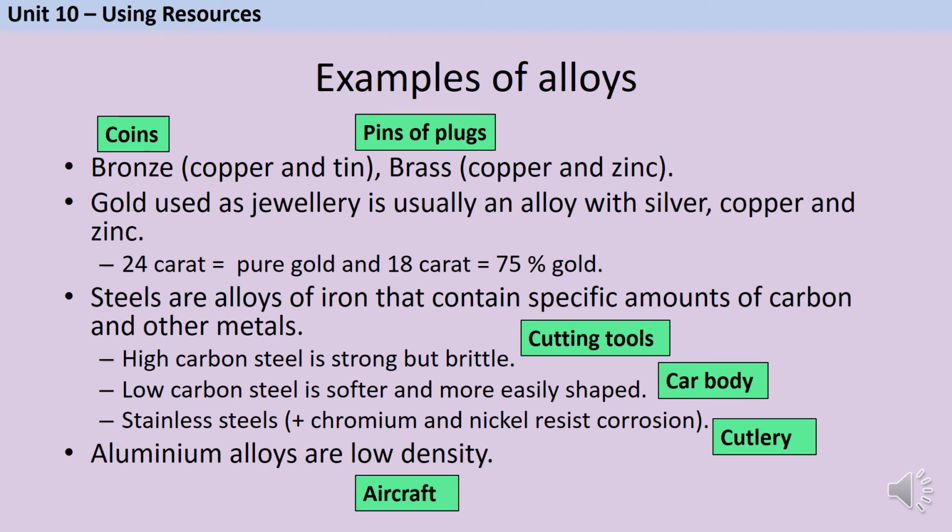So if you pushed it from the side, it might be possible to snap it. High carbon steel is used for making things like cutting tools in a factory, where we know that it's going to be quite a flat blade and it's always going to experience force in the same direction.